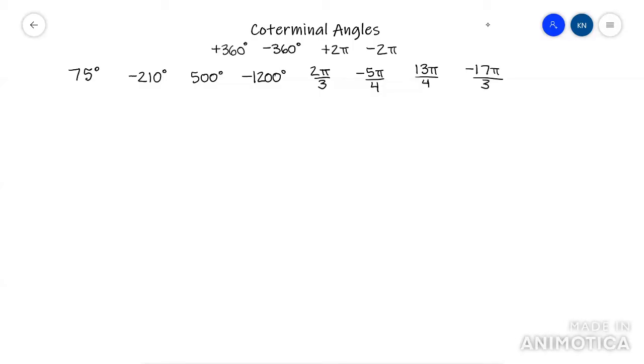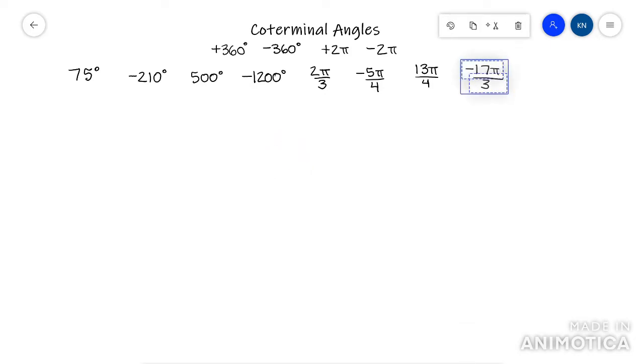This video is going to cover coterminal angles. Essentially what a coterminal angle is, if you think about angles, they'll end up somewhere. A coterminal angle is just an angle that ends up in the same place after doing another loop, for example. So you can have positive and negative coterminal angles.